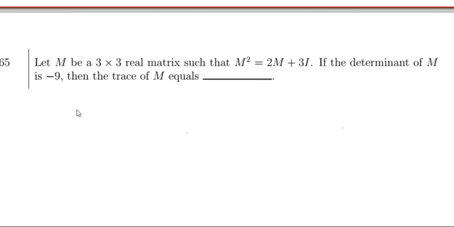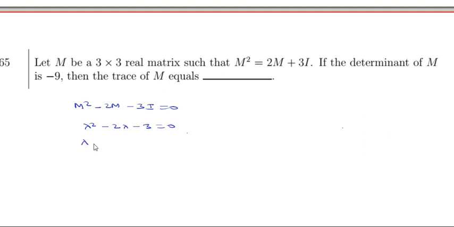So we will solve this equation. Since M satisfies M square minus 2M minus 3I equal to 0, we will write the corresponding terms in lambda: lambda square minus 2 lambda minus 3 equal to 0. This can be factored as lambda minus 3 into lambda plus 1 equal to 0. So lambda is equal to 3 comma minus 1. These are the eigenvalues. Two eigenvalues lambda 1 and lambda 2 are 3 and minus 1 respectively. So we need to find a third eigenvalue.